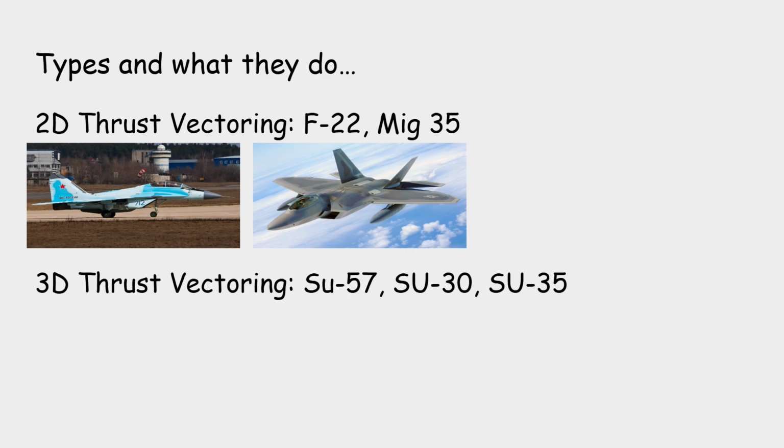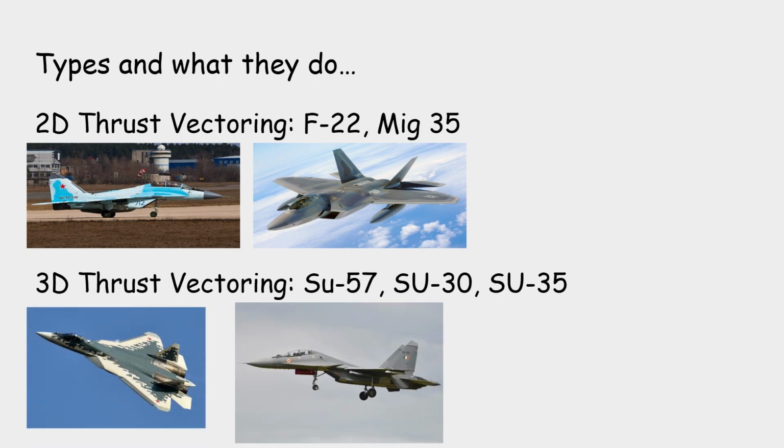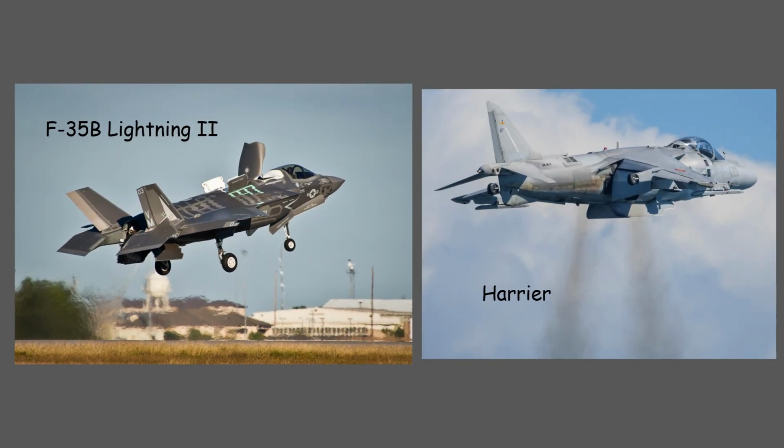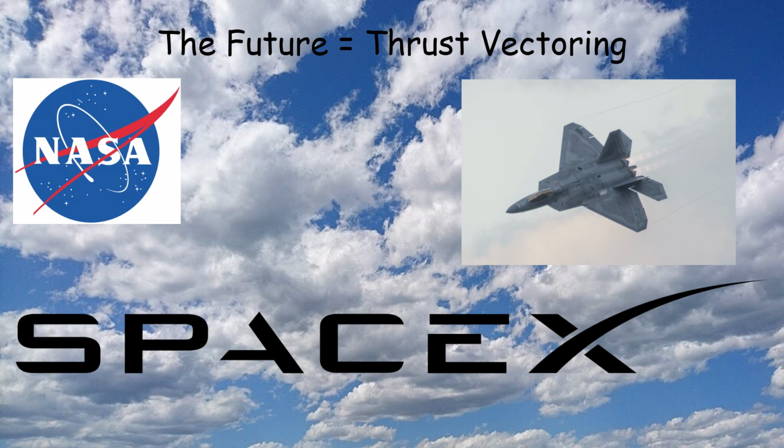In contrast, jets like the Su-35 use 3D thrust vectoring, allowing thrust to be directly changed in any direction. While this provides extreme maneuverability, it also adds complexity and risk. Some jets, like the F-35B and Harrier, use thrust vectoring for VTOL and STOVL operations, enabling vertical takeoffs and landings. Now, let's demonstrate some of these systems and how they work in the simulator.